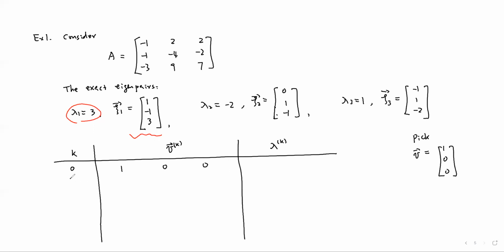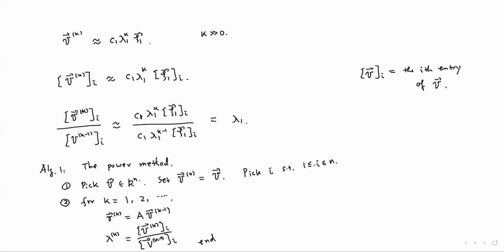When k is 1, multiply V0 by the matrix A. Then we get level 1, this one is level 1. I also need to pick i. i is between 1 and n for the computation of the eigenvalue, the ith entry.